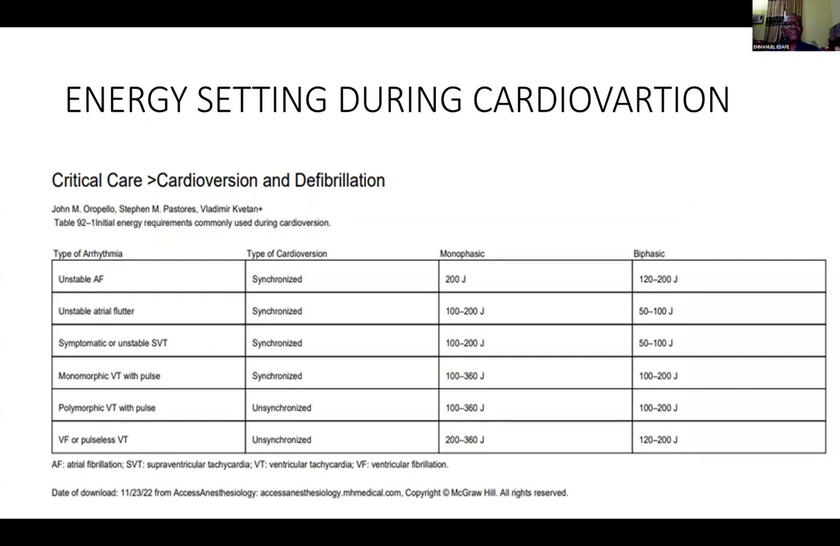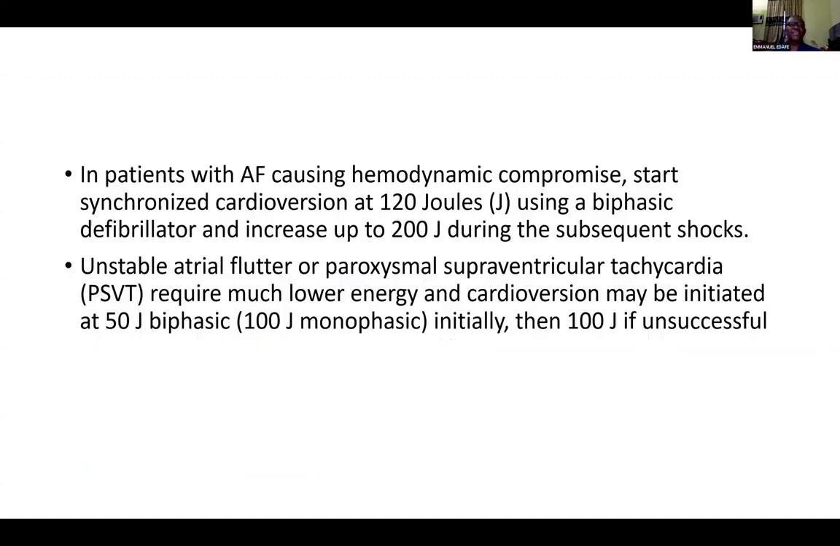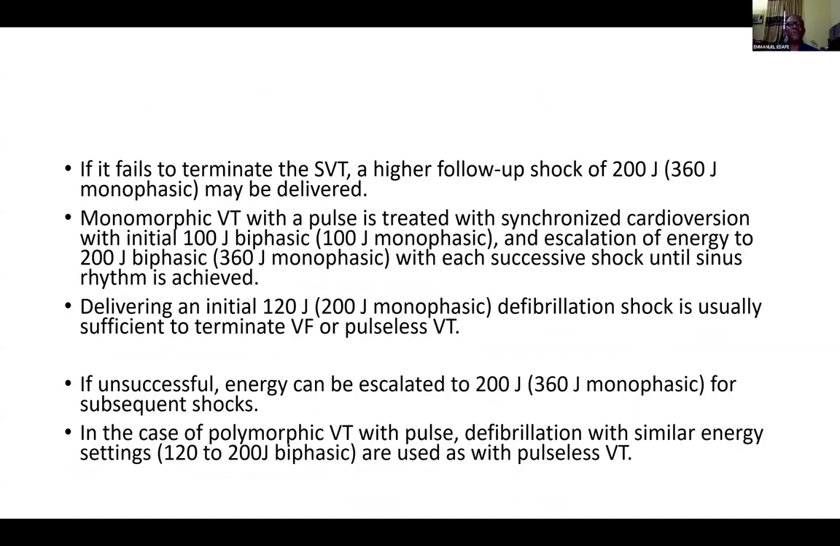So this tells us the various energies. For unstable atrial flutter and atrial fibrillation, use about 120 to 200 joules on the biphasic defibrillator. For monophasic, this is the recommended, and it is synchronized. Then for VF and pulseless ventricular tachycardia, it is always unsynchronized. Use 200 to 360 joules, while you start with 120 and graduate up on a biphasic defibrillator. So these are the things that I want us to pick up today.